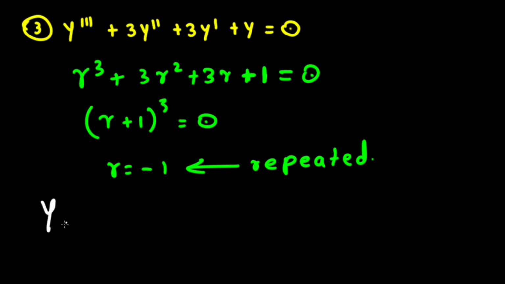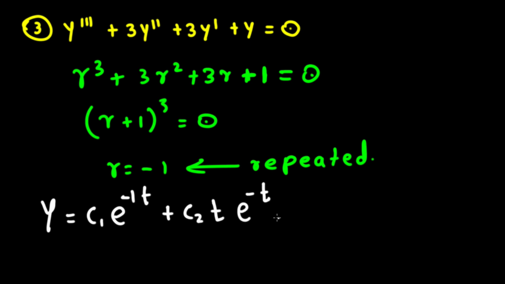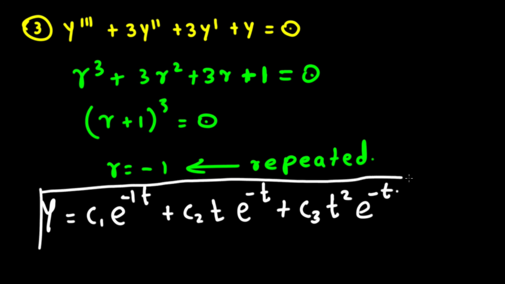So first we will have y is equal to c1 e power negative 1t, then c2 we multiply by t, e power negative 1t, or you can just put negative t, and plus c3. Now we have to put a t square. So you can see as the order increases, we have t power 0, which means 1, we don't see that, and this is t power 1, then t power 2. If you have one more, that's going to be t power 3. It goes like that. So this is c3 t square e power minus t, and this is going to be the general solution for this differential equation.